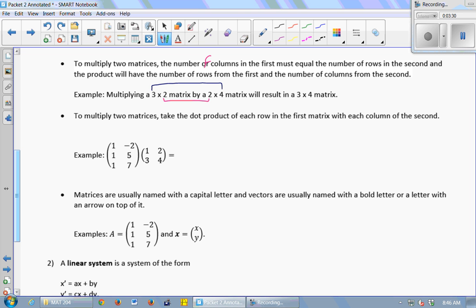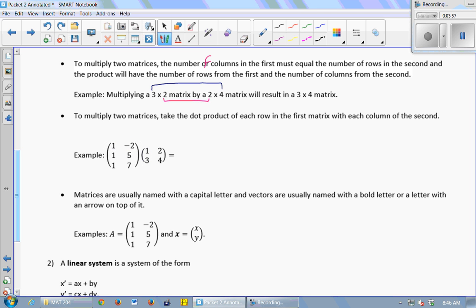Okay. And to multiply 2 matrices, I know in Calc 3 you talked about the dot product, so I'm going to use that. To multiply 2 matrices, you take the dot product of each row in the first matrix with each column of the second matrix. So for each row and column, you take the dot product, and you fill in a matrix.